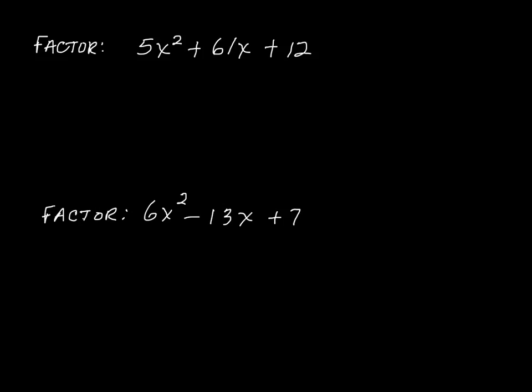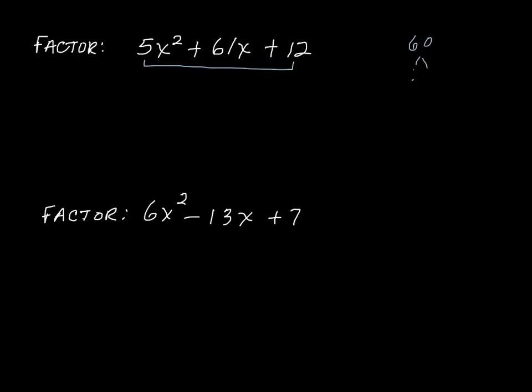Next, look at this one. 5x squared plus 61x plus 12. Is the leading coefficient a 1? Nope. Can you factor out any GCF? Nope. So you know you have to use the AC method. So AC says multiply 5 times 12, which is a positive 60. So I need two numbers that multiply to 60 but add to 61.